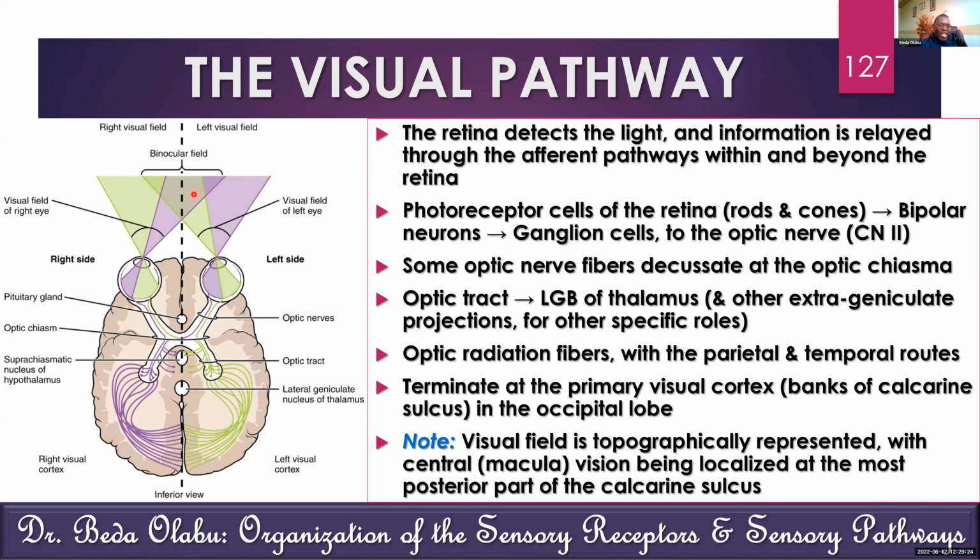Information coming from the left visual field, represented by what I want to call purple here, I might be wrong, goes to the opposite side. In this case, coming from the left field, it will land on the right visual cortex. It is the decussation of visual fields.